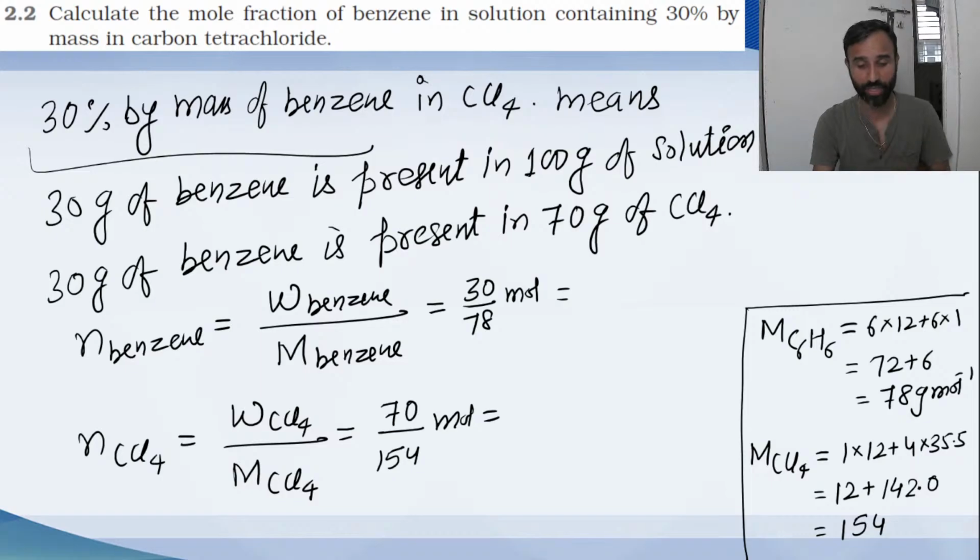Just divide. 30 divided by 78 is 0.385. And 70 divided by 154 is 0.454. So these are the number of moles of benzene and CCl4, and we have to calculate mole fraction of benzene.